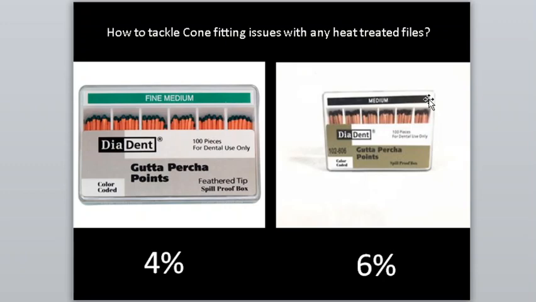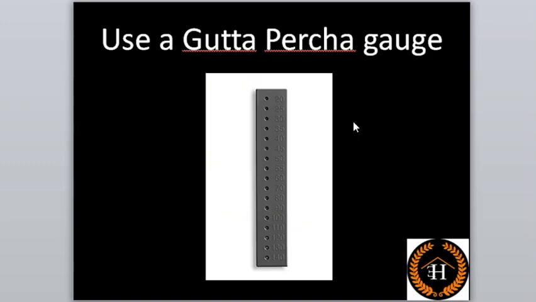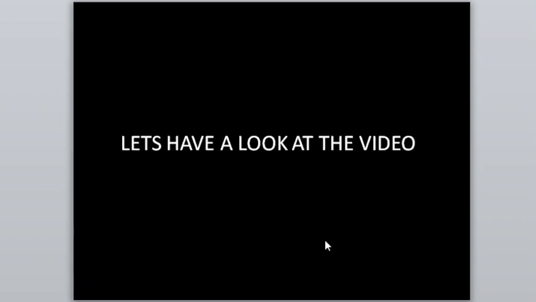In the era of heat treated files, there is an issue wherein your cone does not fit. So for all practical purposes, for 4% use fine medium cones, and for 6% use any medium cones. Use a gutta percha gauge. So if, for example, you've prepared 25 6%, put a medium cone in 25 and cut whatever is coming out excess from behind, and that will be a perfect cone fitting with any heat treated files. Now let's have a look at the video of the same.